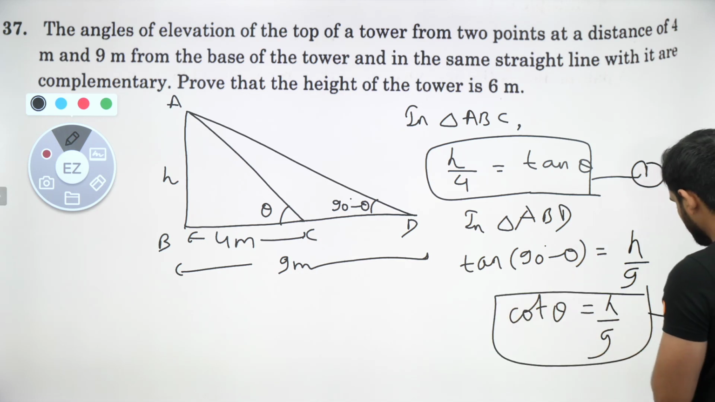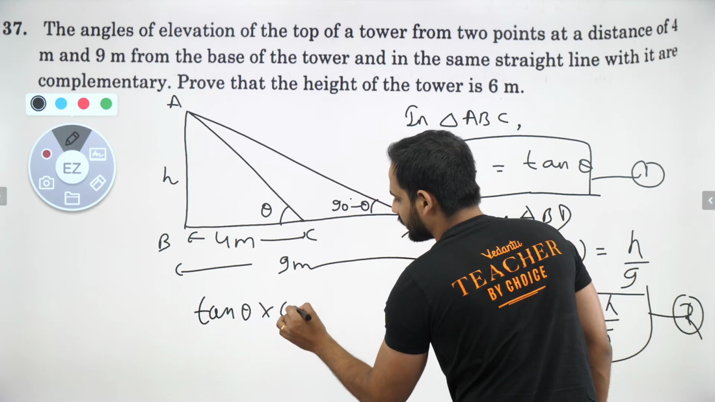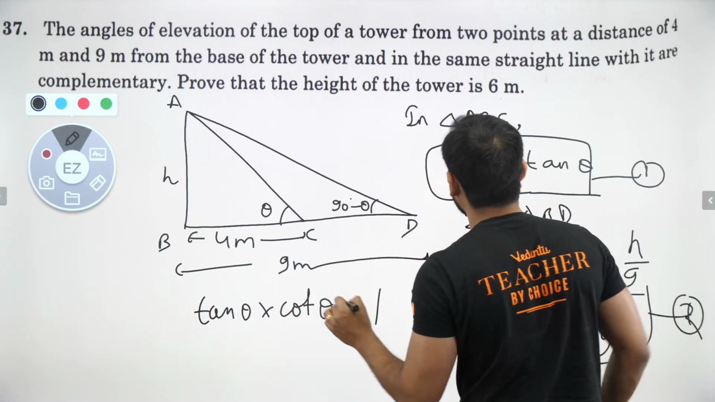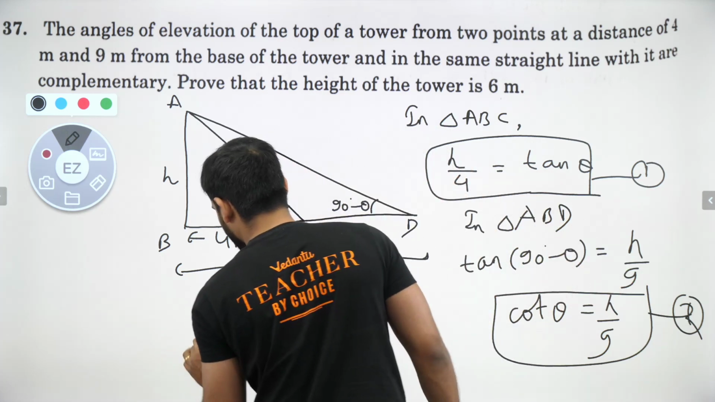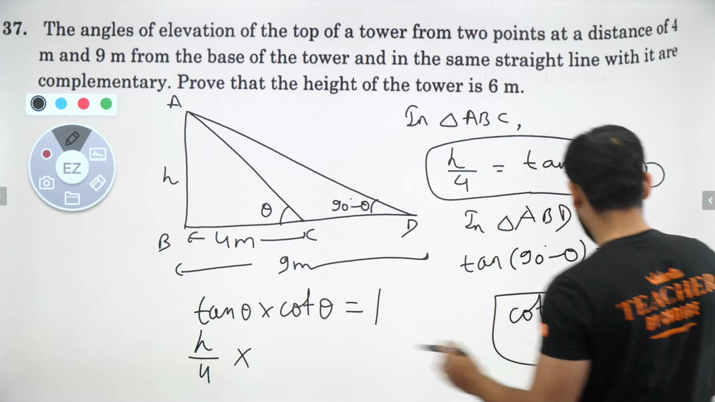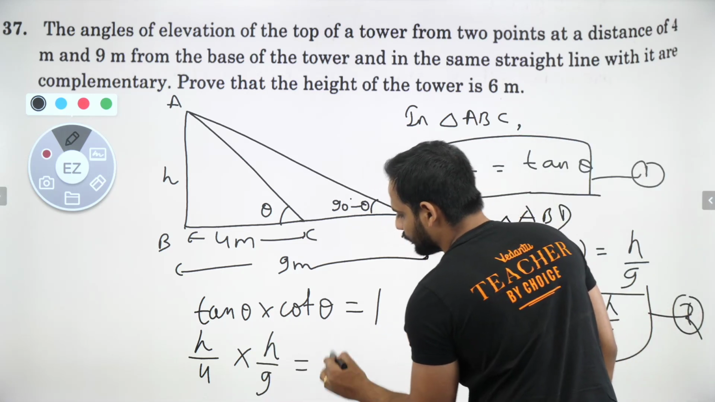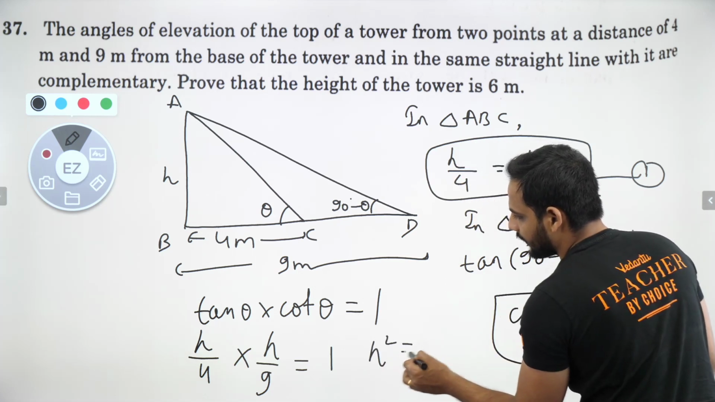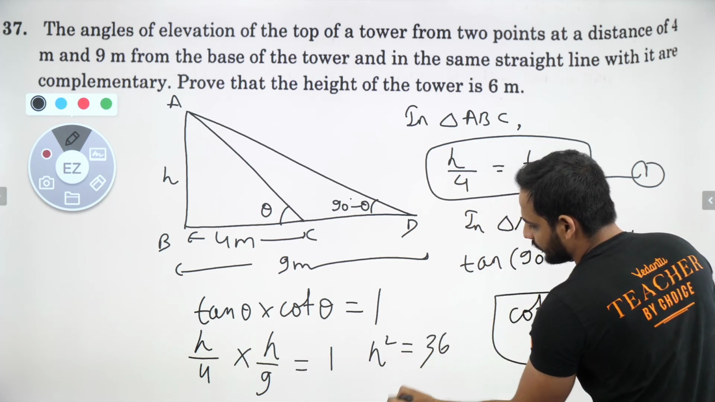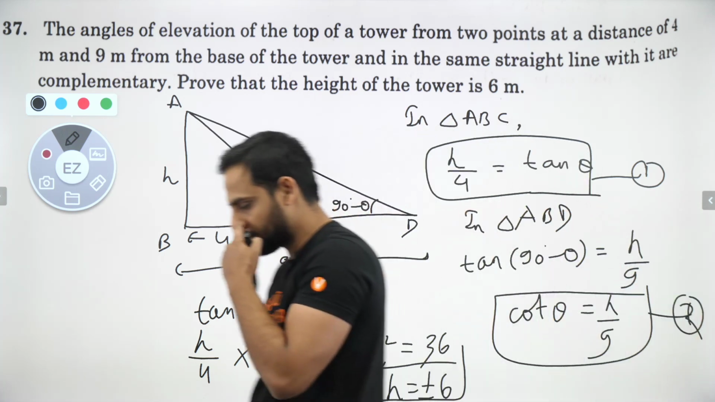I know that tan theta into cot theta is equal to 1. Tan theta is what? So tan theta is h by 4, and cot theta is h by 9, and the product is equal to 1. Solve it: h square is equal to 4 into 9, 36. So h is equal to plus minus 6. But h cannot be negative, so h is equal to 6 meter.